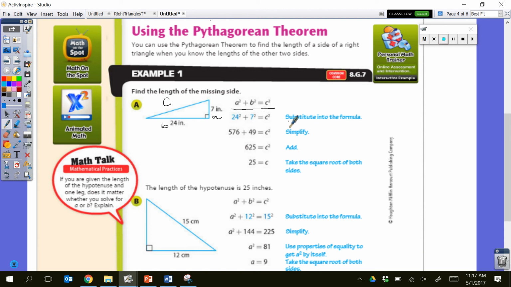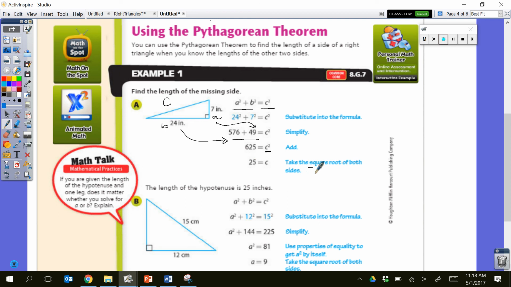So we substituted into the formula. We have 24 squared plus 7 squared equals C squared. 24 squared is 576, and 7 squared is 49. We're going to add those up, and we get 625. So 625 equals C squared.